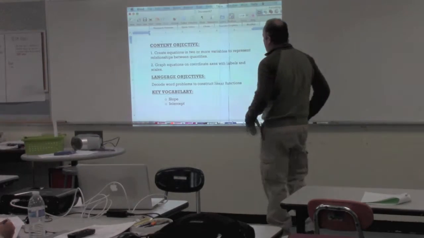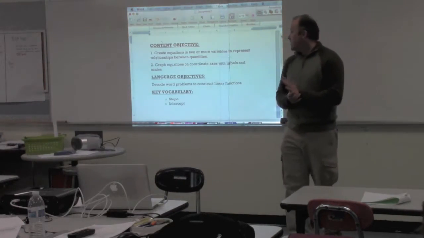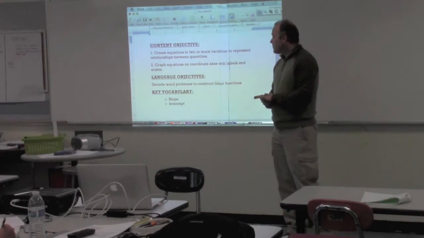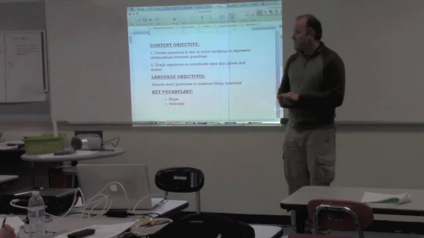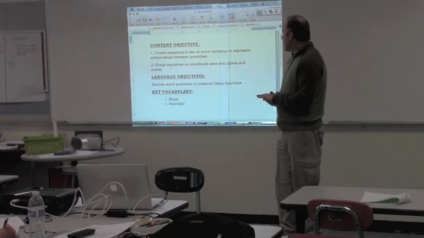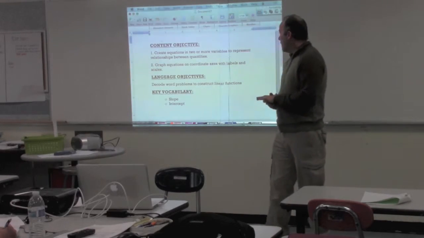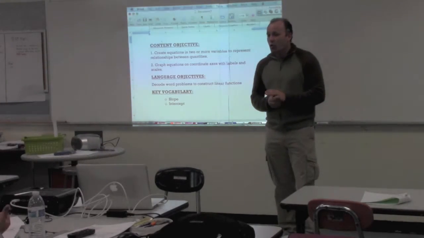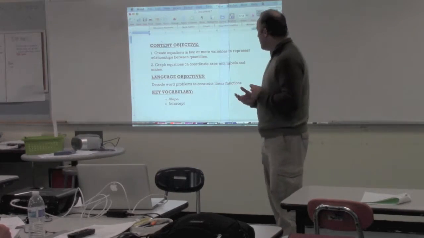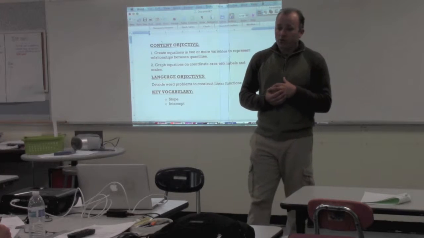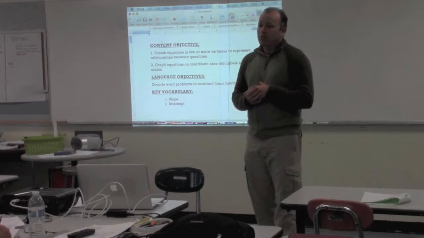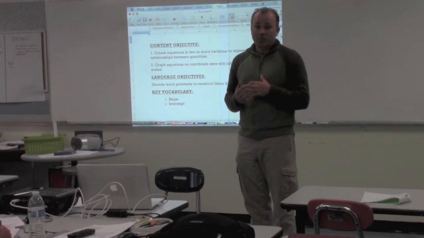As you can see, our objective for today, we have two content objectives. We're going to be creating equations in two or more variables to represent relationships between quantities. We're also going to be graphing these equations on coordinate axes with labels and scales. So our language objective is really to decode the word problem while trying to construct a linear function. And we're going to continue to use yesterday's key concept, which was slope.